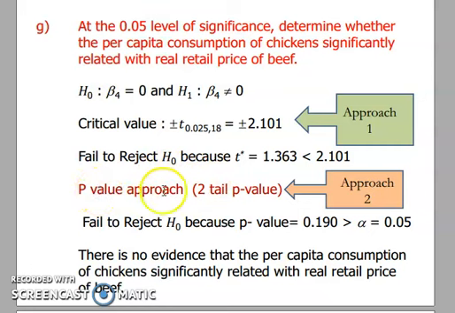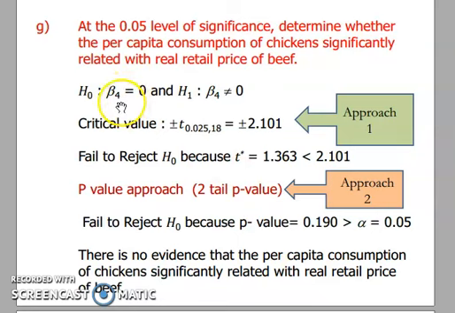And if we use the p-value approach, we can use the p-value given in the estimation output. Because it is a two-tailed test, this p-value 0.119 is larger than alpha 0.05. So meaning that we are unable to reject H null. So there is no evidence that per capita consumption of chicken is significantly related to the real retail price of beef.